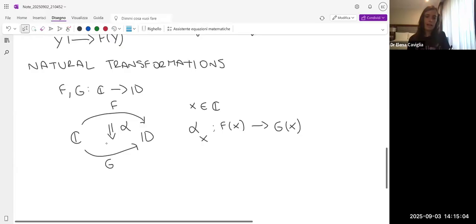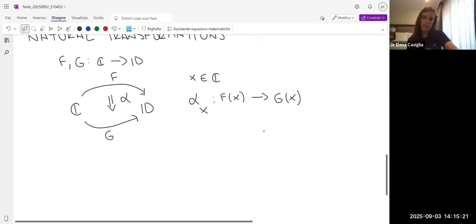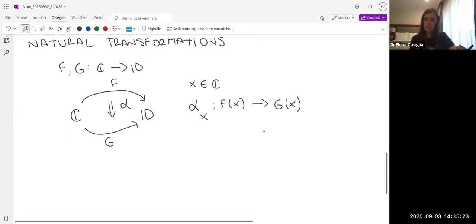So the family is indexed by the objects in C, but it is a family of morphisms in D, of course, because F of X and G of X are objects in D, and alpha X is a morphism in D. And now we have this bunch of morphisms in D, but they need to talk with each other somehow. And so this is the condition that needs to be satisfied, the naturality condition.